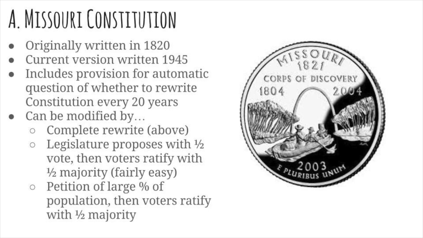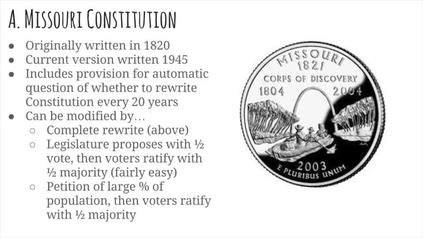It's actually pretty easy to modify the Constitution. There's three ways. The complete rewrite way that I just talked about. The second way is the Missouri legislature, which is called the General Assembly, proposes a constitutional amendment just with a simple majority vote, and then it goes to the voters who then just have to approve it with a simple majority. So again, it's pretty easy to modify our Constitution, and because of that we have hundreds of constitutional amendments.